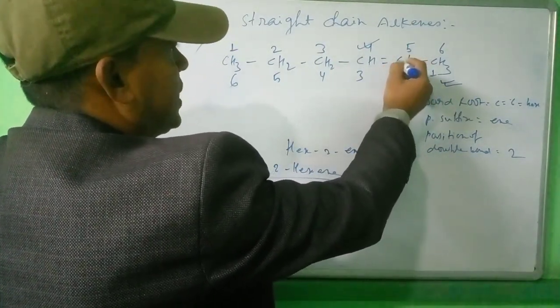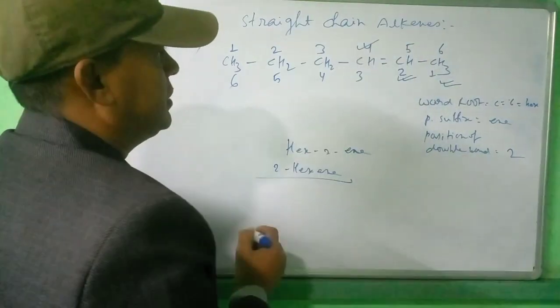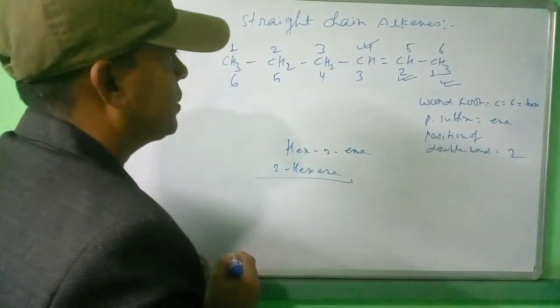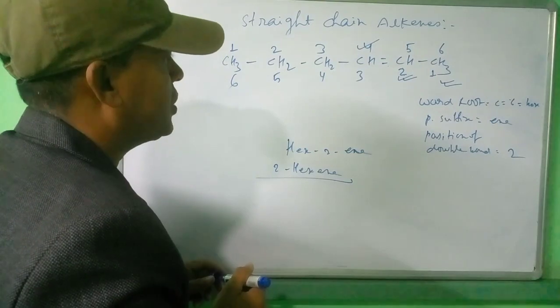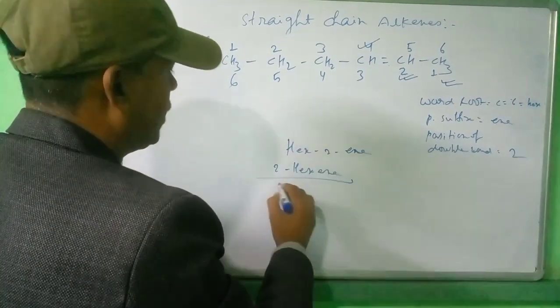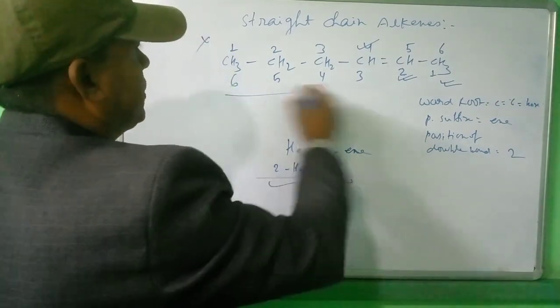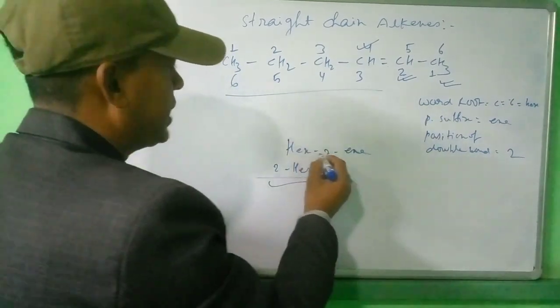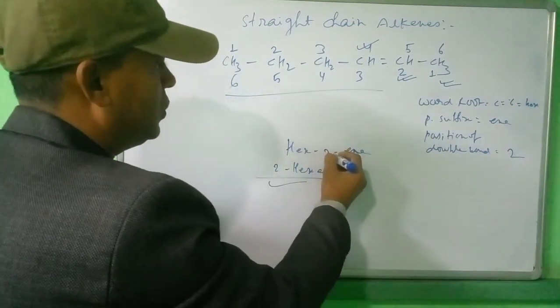So try to give the lowest possible number to the double bond, where the double bond starts at the first carbon. This point is very crucial. Okay, so this way we can write the IUPAC name of a straight chain alkene. This is the IUPAC name of this given compound: 2-hexene, or hex-2-ene.